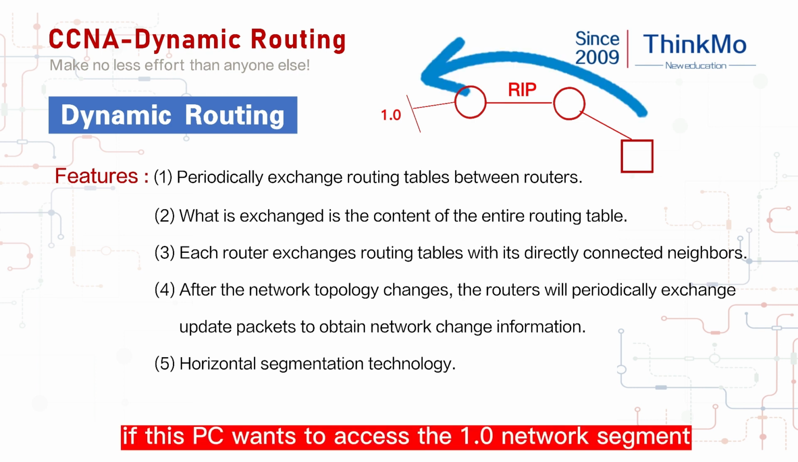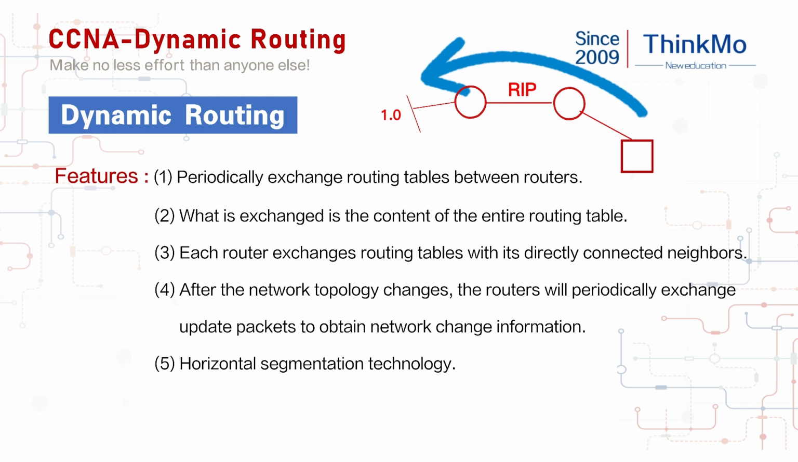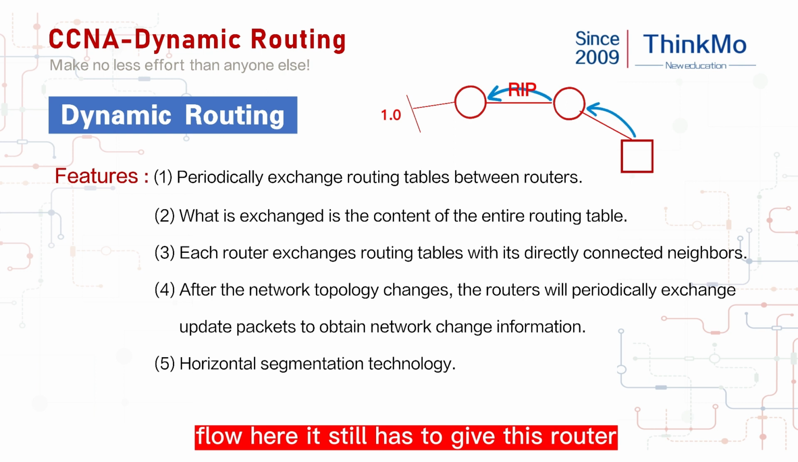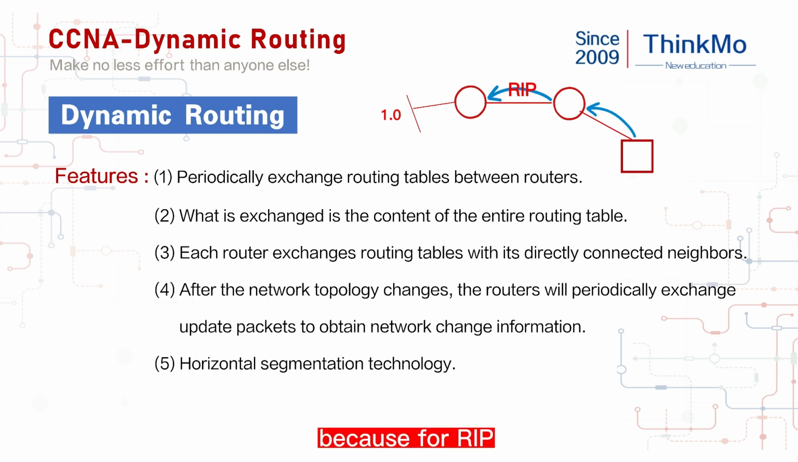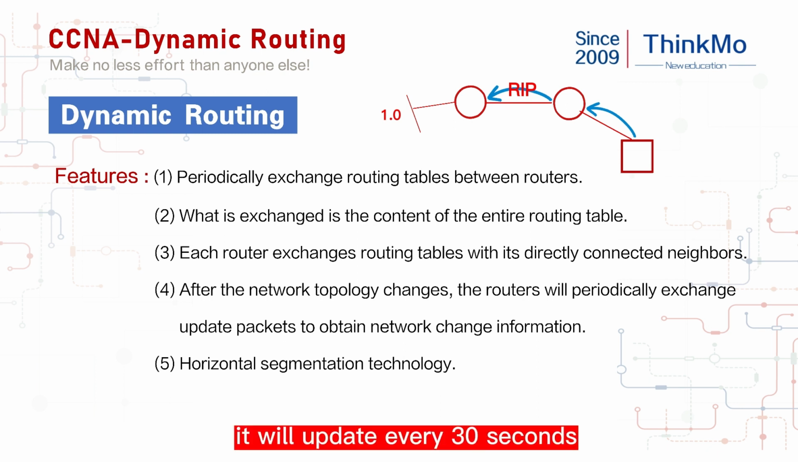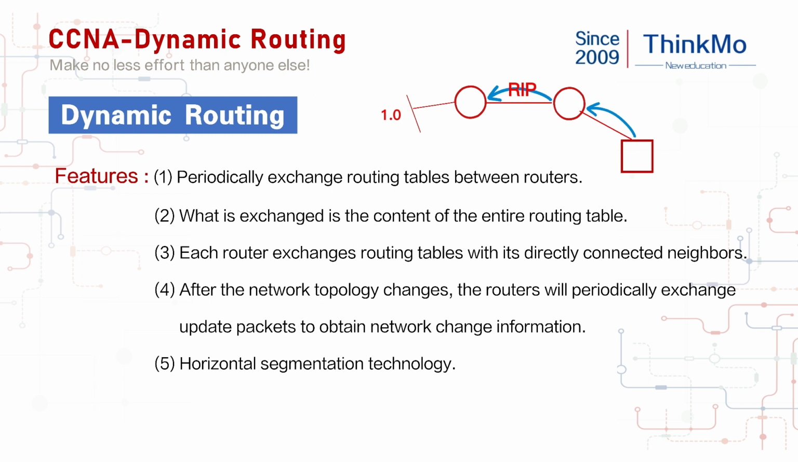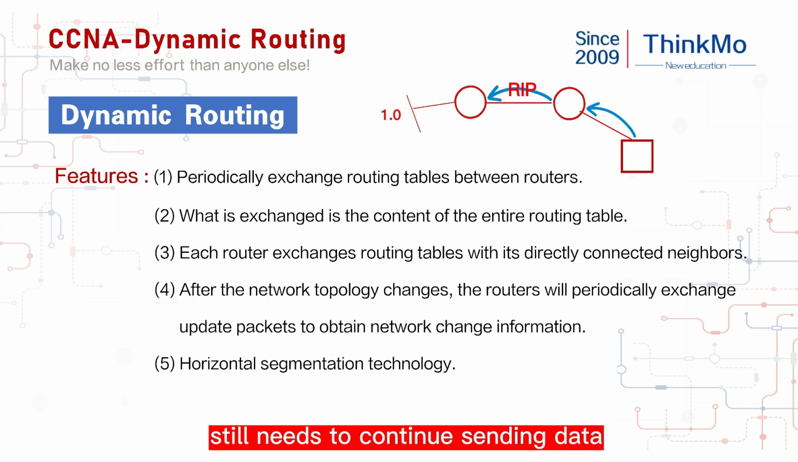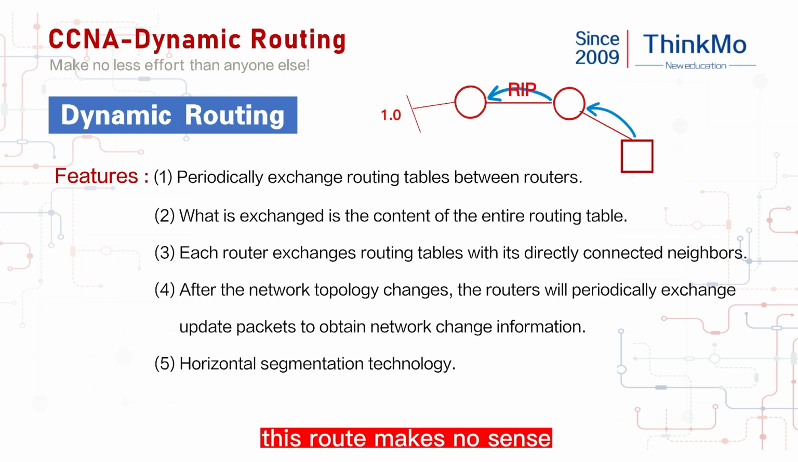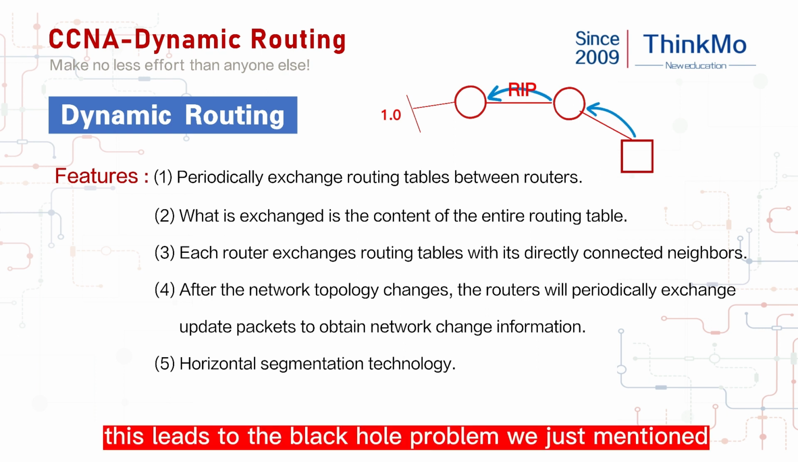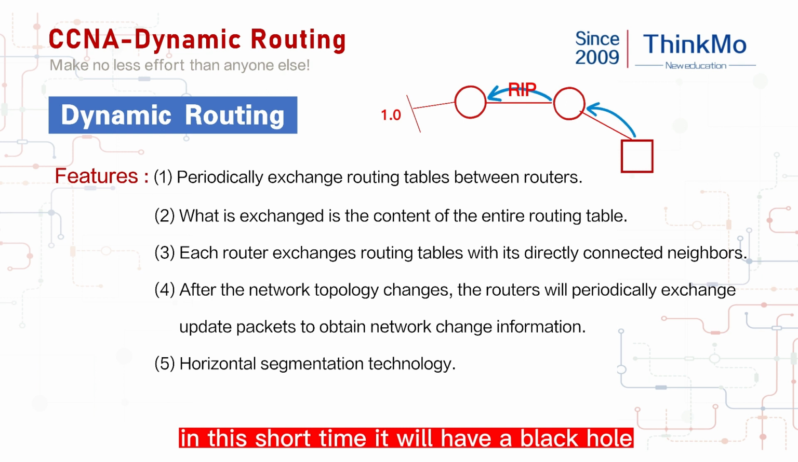If this PC wants to access the 1.0 network segment, this device also needs to help it forward the flow. It still has to give this router. Because RIP is not updated in real time, it will update every 30 seconds. So in the process, the device on the left still needs to continue sending data. The first question is, it is definitely not possible to send data. Actually, this route makes no sense. So this leads to the black hole problem we just mentioned. In this short time it will have a black hole.